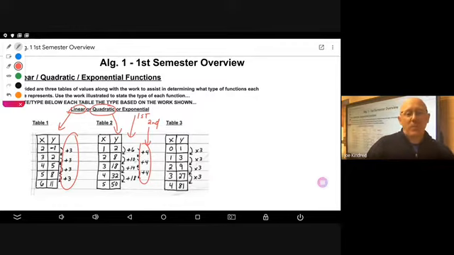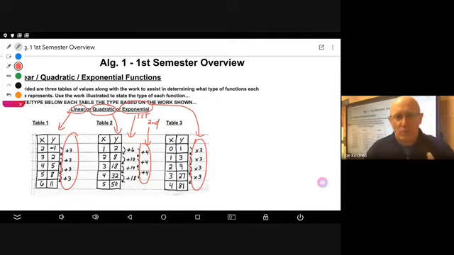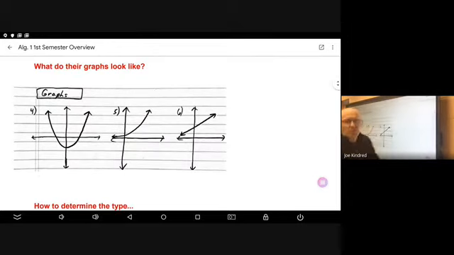Okay, and then table number 3, similar to table number 1, you saw the pattern from the very beginning, except this pattern, you were multiplying from one y coordinate to another. 1 times 3 is 3, 3 times 3 is 9, 9 times 3 is 27, and so we call this function an exponential function. And when you're given a table, this is exactly the process you would go through to determine whether you have linear, quadratic, or exponential.